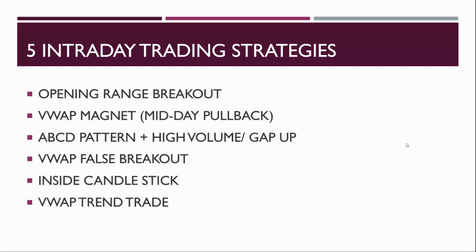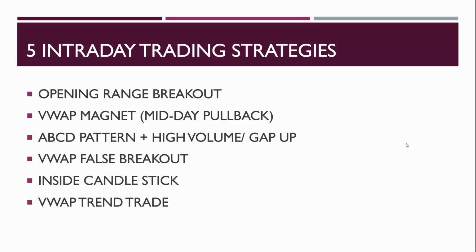Those 6 strategies are opening range breakout; VWAP, which is volume weighted average price, an indicator just like a moving average; VWAP magnet, or midday pullback; and the ABCD pattern, or ABCD pattern combined with high volume, or ABCD pattern combined with gap up.